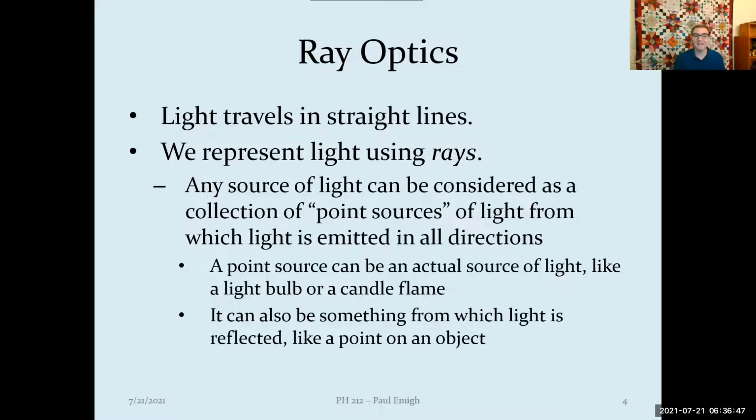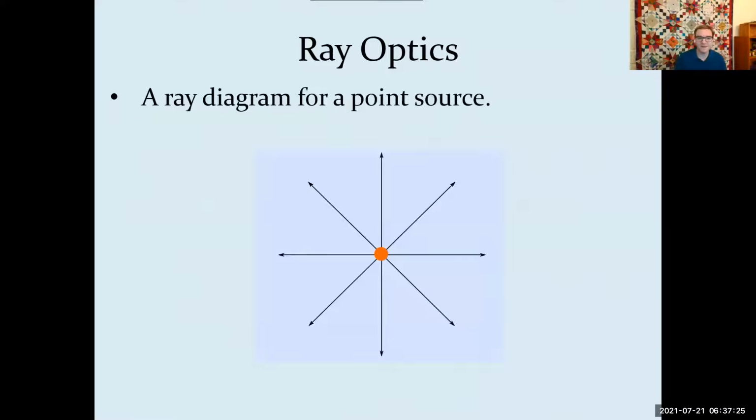And you can actually treat any source of light as a collection of a whole bunch of little point sources of light that are emitted in all directions. You can think of a point source as something like a light bulb or the flame on a candle, something that's relatively small that, again, is emitting light in all directions. You can think of, for example, the end of my pen as emitting light in all directions. And then if you wanted to talk about the whole pen as a light emitting object, you need to treat it as a whole bunch of little points along the side. So that is the basics of the model.